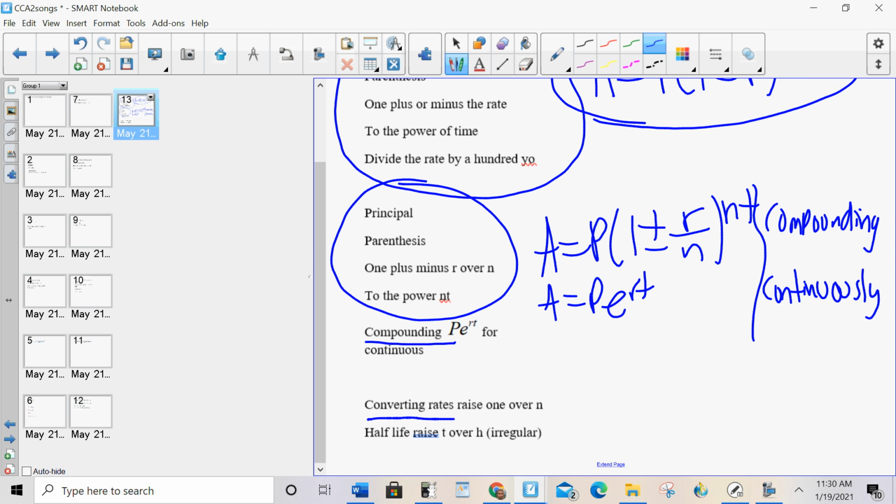Converting rates raise 1 over n. It's a pretty isolated lesson. That's not going to come up in today's lesson. But we did that lesson. It's pretty straightforward. When you convert rates, that's when you raise to the 1 over n power.